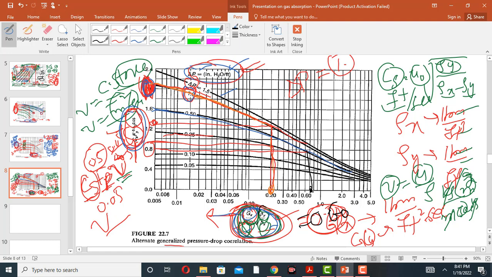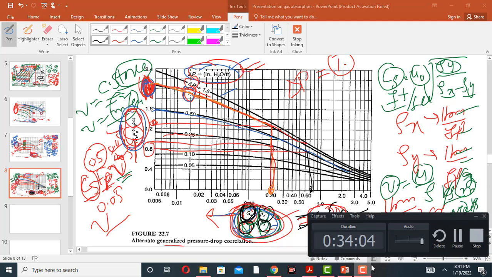Now if rho x and the other quantities are given to us, we can obtain Gx from this relationship. So this was all about the pressure drop and other quantities in a plate tower. Thank you very much for your attention.